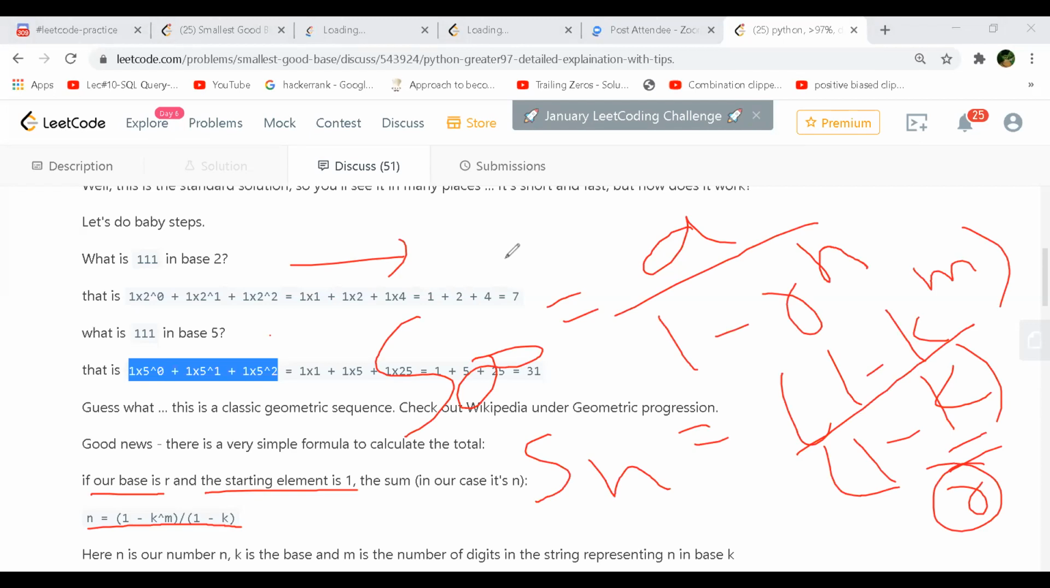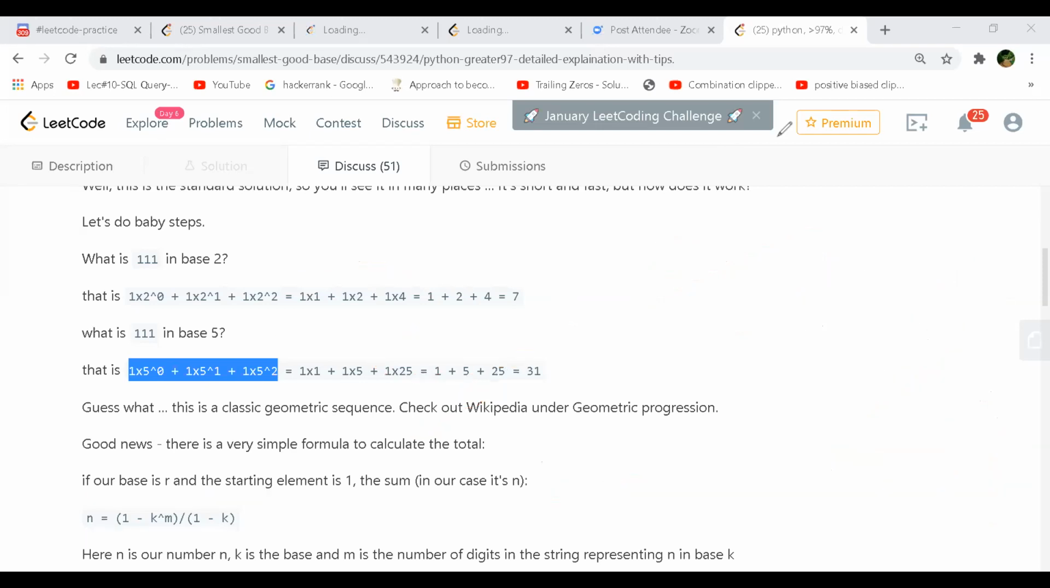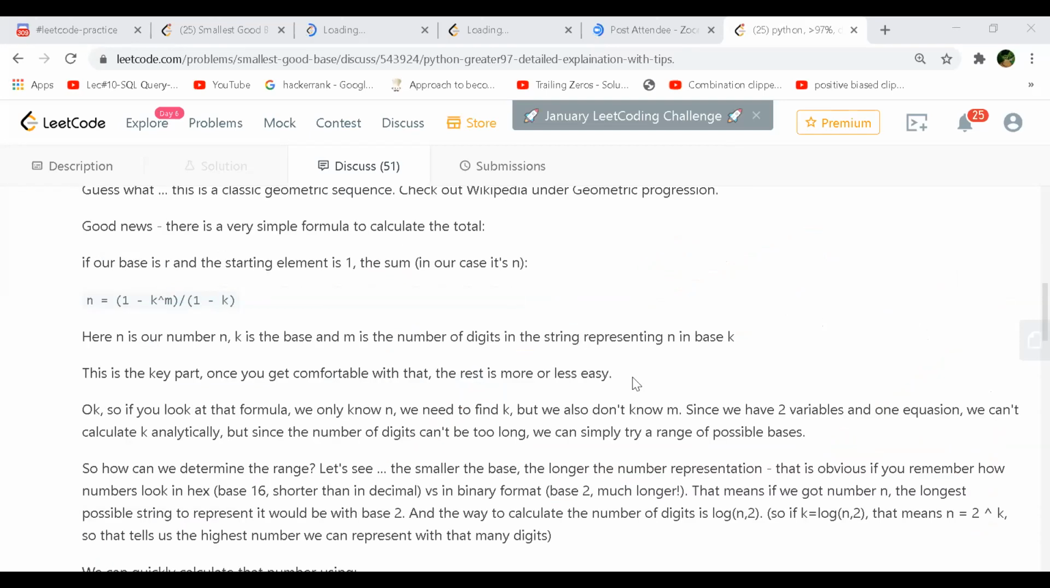Okay. This is the series, right? You can check on wiki, I think. No, I don't know, I was just asking. Yeah, I think this is the formula for the sum of n terms. So after calculating, what they are doing is: here n is our number n, k is the base, and m is the number of digits in the string representing it in base k.